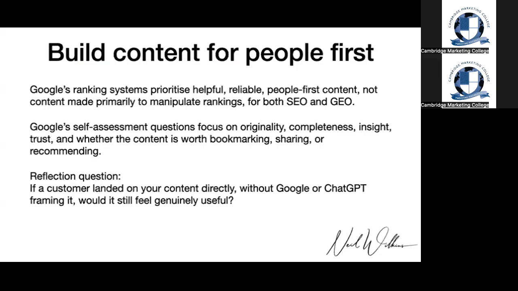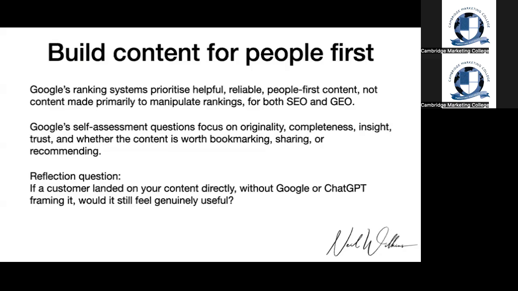Once all of those things are created, then our rule set is to build content for people first, because we need to start thinking about these AI agents coming through to our web content almost as though we were considering them as semi-humans. So this is hybrid search in lots of ways. Google's ranking systems currently, as far as we know, prioritize helpful, reliable, people-first content, not content made primarily to manipulate rankings. And this is going to apply to everything that you do.